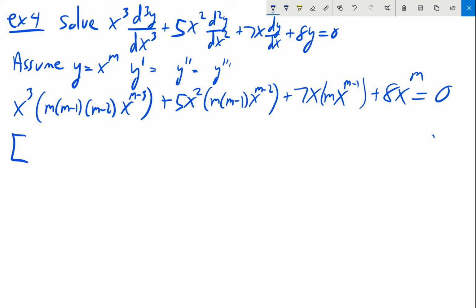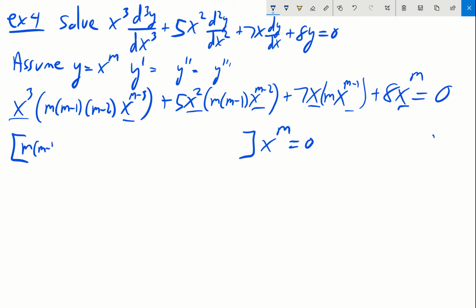I'm going to skip a little bit because we do know ahead of time that when you multiply all these x's out, every one of these terms is going to be an x to the m term. So I'm just going to cut to the chase and factor that out immediately because it will factor out. And now here's what we're going to be left with.